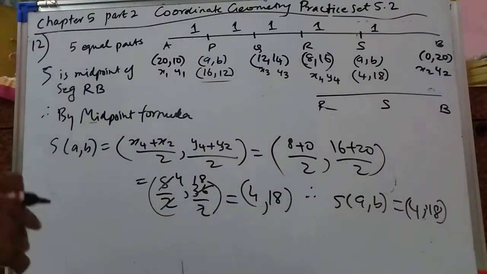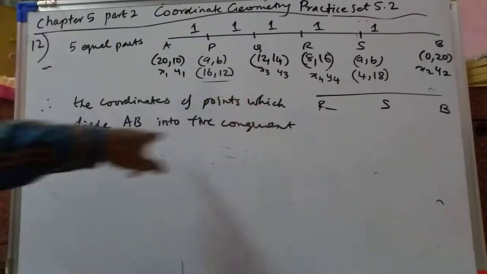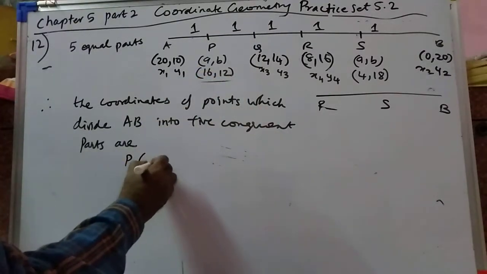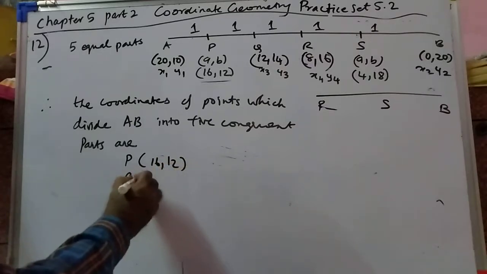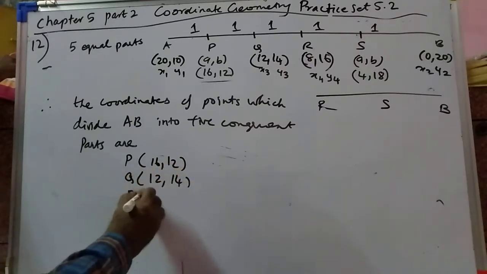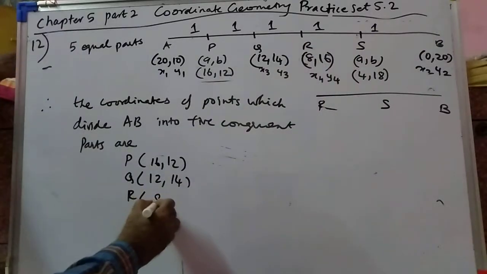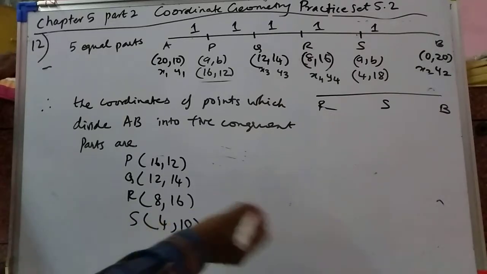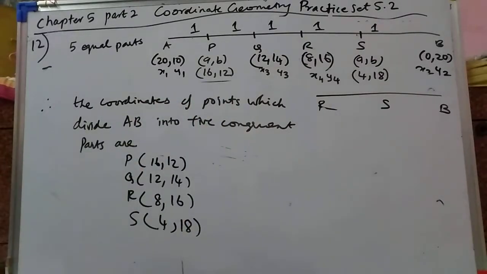Now you have to just write it, okay? That's all. Okay, I hope you got this. So write the coordinates of the points which divide AB into 5 congruent parts as these: (8, 16). Okay, I hope you got this. Next we'll do another practice set.